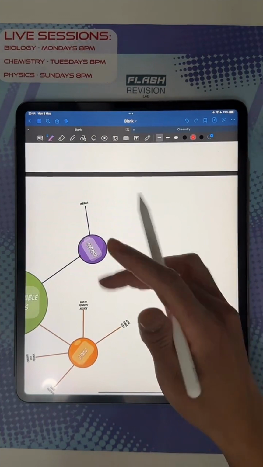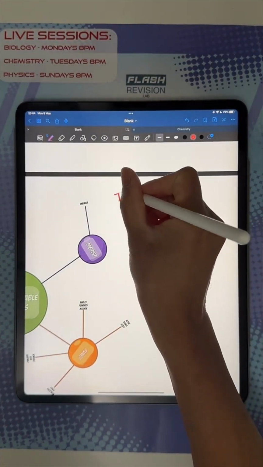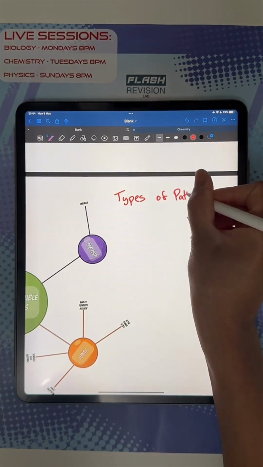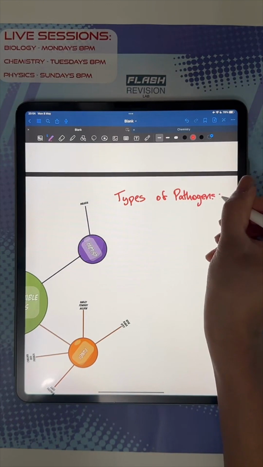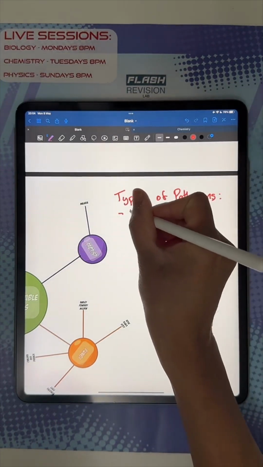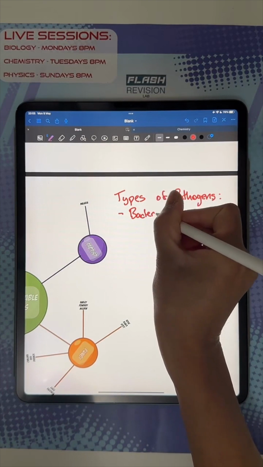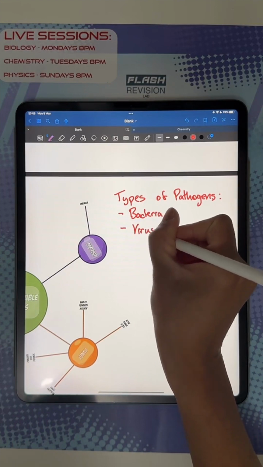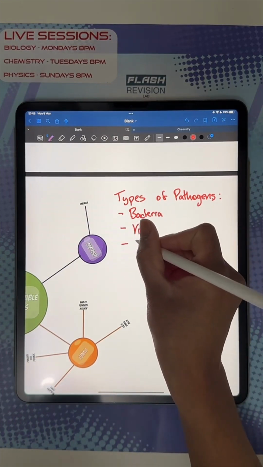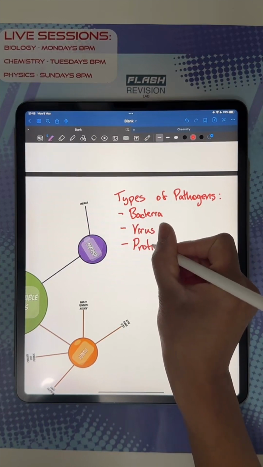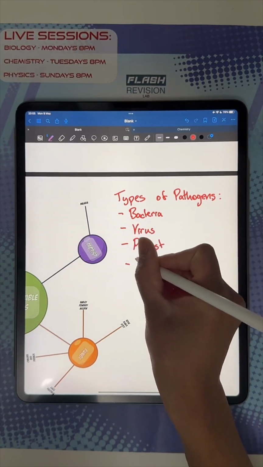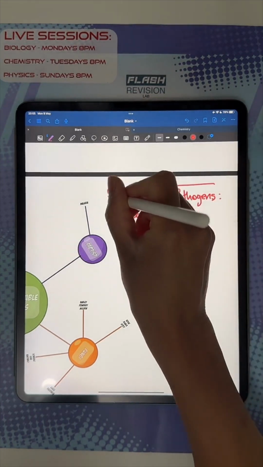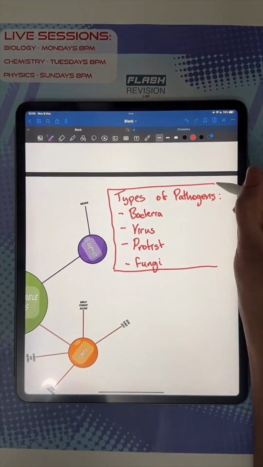So let's start with the 4 different types of pathogens first. Types of pathogen. So we have bacteria. We have virus, and we have protist and fungi. 4 different types. All right.